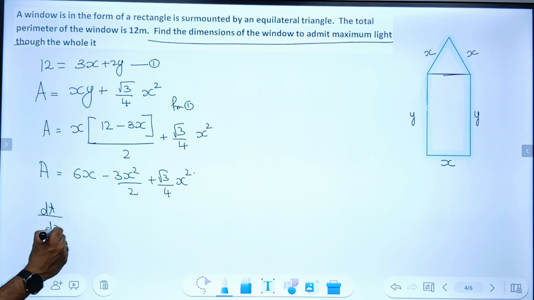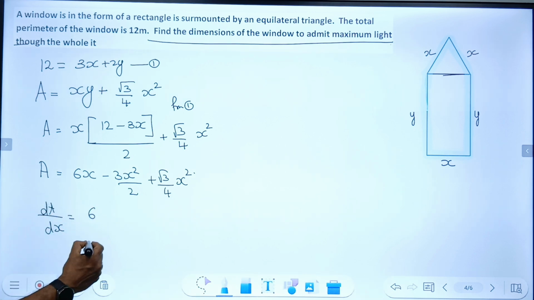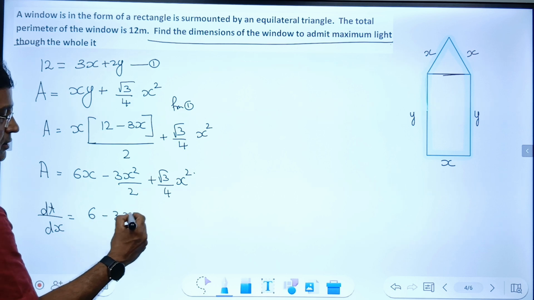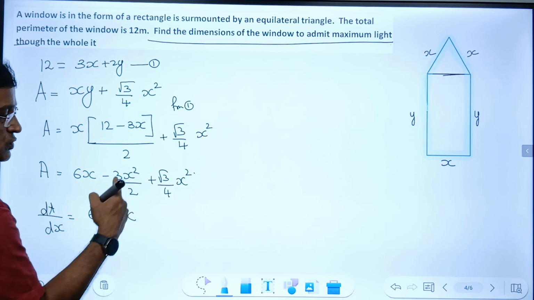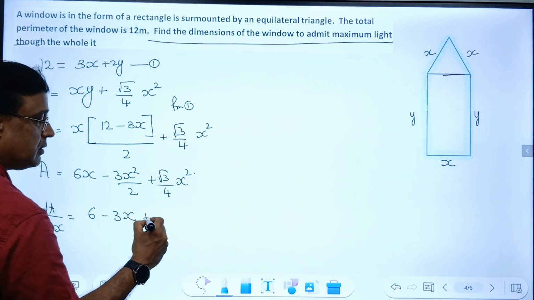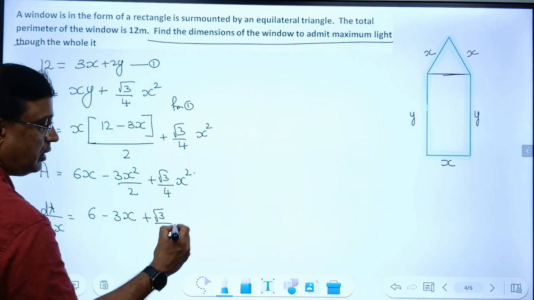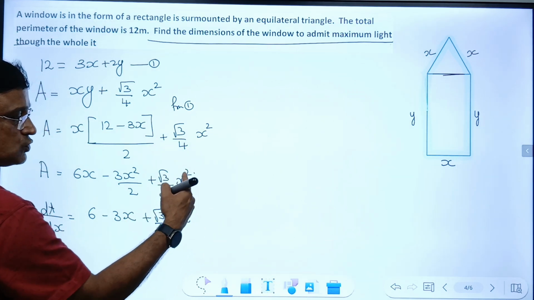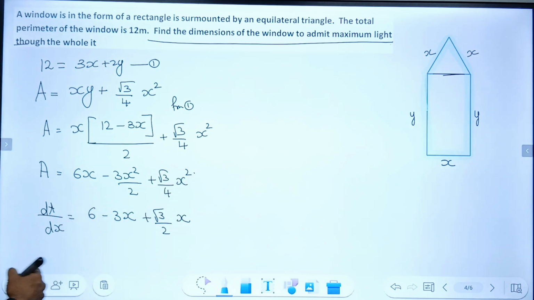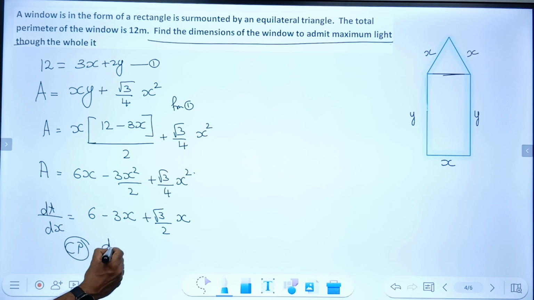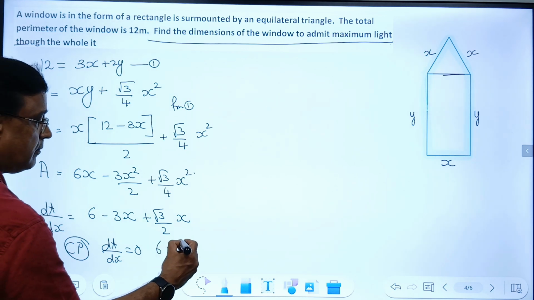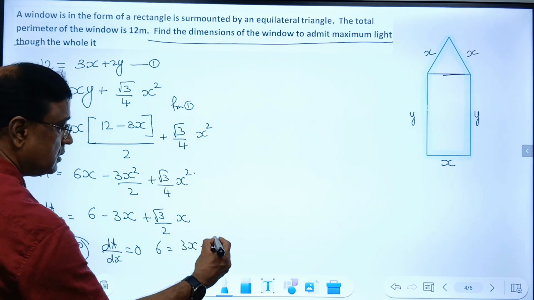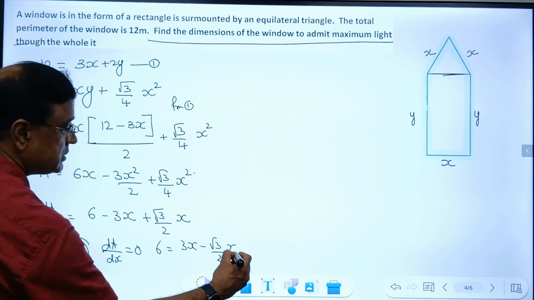dA by dx. What is dA by dx? 6 minus 3x. The differentiation of x square is 2x. 2 and 2 cancel. Plus root 3 by 2 x. x square differentiation is 2x. 2 and 4 cancel. You get denominator 2. Now critical point. Now how do I find critical point? dA by dx is 0. When I equate it to 0, I get 6 equal to 3x minus root 3 by 2 x.